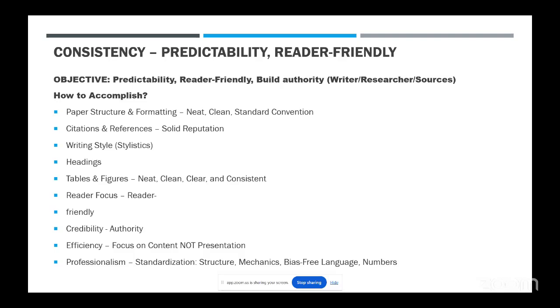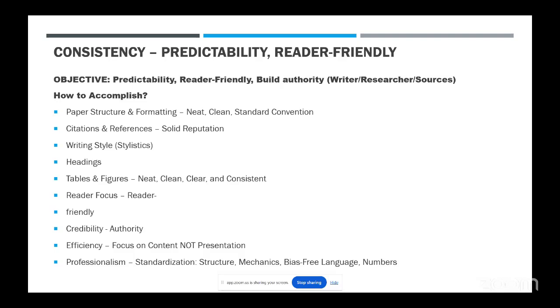So, you don't want to what? Agitate the reader. And when I mean agitate them, you don't want shock value. You want to be predictable, because being predictable is being consistent, right? There's no shock value. And you want to be reader friendly in your consistency. So your objective is predictability, reader friendliness, and doing so will build authority.